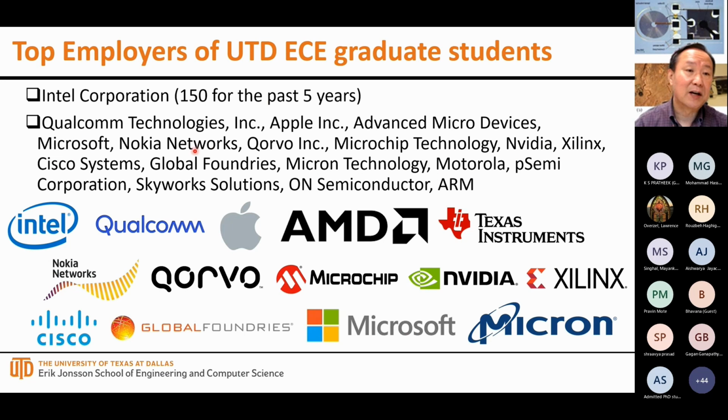What I want to share with you in this slide is our top employers for electrical and computer engineering graduate students. Intel Corporation is the number 1 employer of our graduate students. Intel Corporation hired a whopping 150 over the past 5 years. On average, every year they hire 30 students directly from our electrical and computer engineering graduate programs. That is a high number. After Intel Corporation, Qualcomm Technology is number 2, Apple number 3, AMD, Microsoft, Nokia, Qorvo, Microchip Technology. It is not in ranking order. Texas Instruments obviously is one of the top employers, and there are so many companies that hire our graduate students.